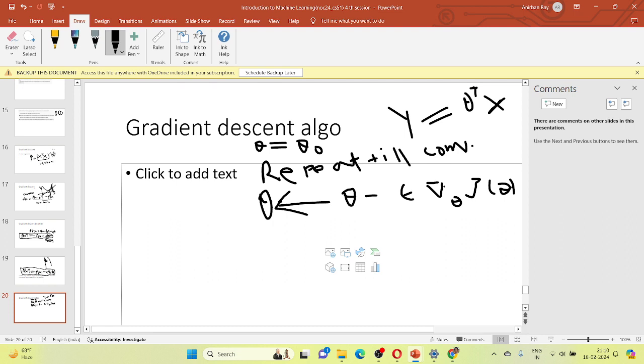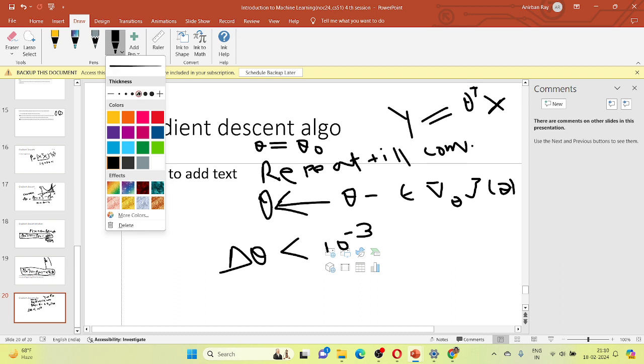So how to check for convergence? The idea is that suppose in successive steps the difference between thetas, that is delta theta, is less than, suppose, 10 to the power minus 3. If the change is less than 10 to the power minus 3, then we say that it has converged. You have to take a value to get the estimate.